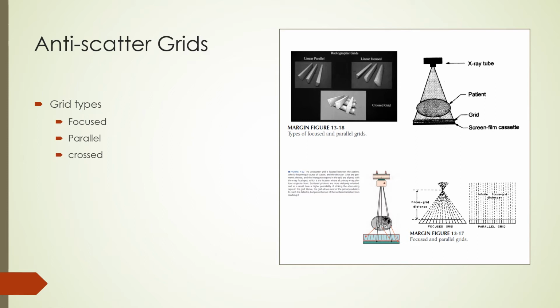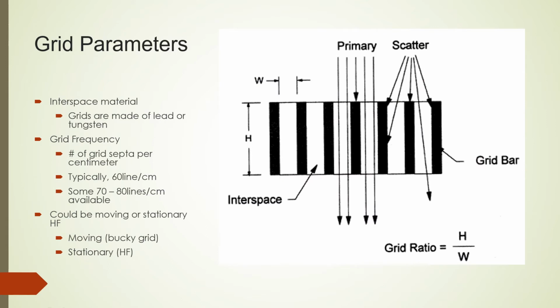Parallel grids can be used when the SID is far enough that the beam appears to be parallel when it reaches the image receptor. Cross grids may be parallel or focused and allow for more effective removal of scatter because of the presence of the extra grid lines. Grids are made of high atomic number materials like lead. The purpose of the grid is to block scatter radiation from penetrating the septa or grid wall and contributing to noise in the image. Grids could be stationary or moving.